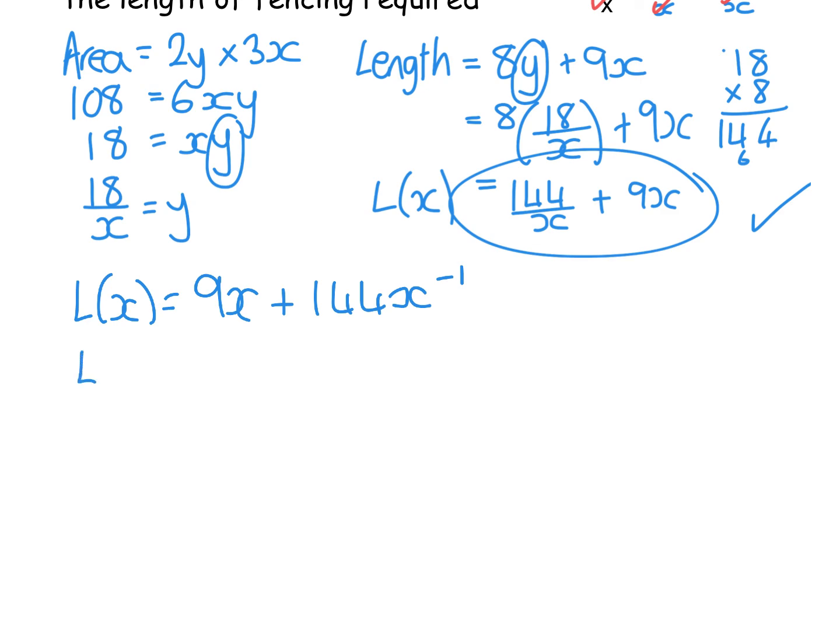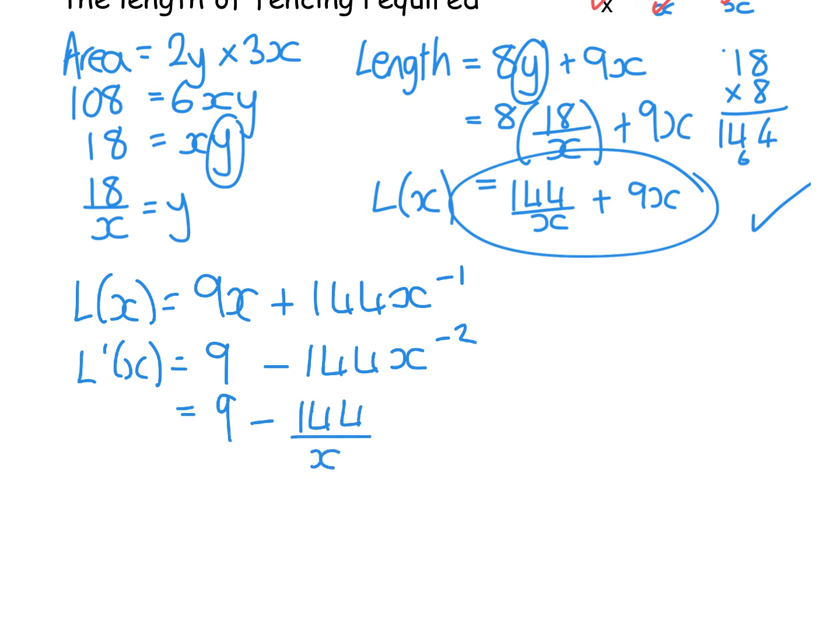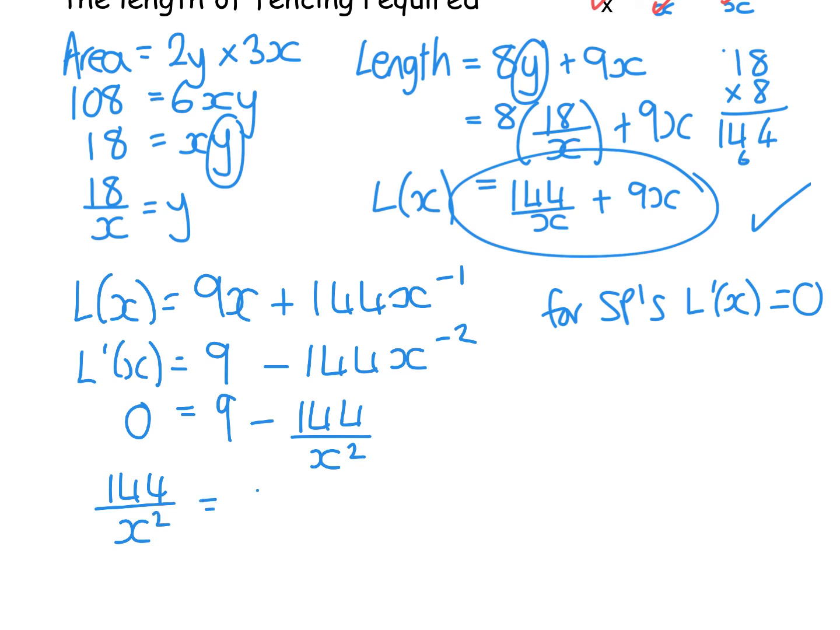First thing you do is you differentiate. So we're going to differentiate it. 9x goes to 9, negative 144x to the power -2. Now I know I'm going to do some subbing in and rearranging in a minute, so I'm going to rewrite this positively as that. And remember, for my stationary points, I can set L dashed x equal to 0. I'm going to shove a 0 in there. I'm going to bring the fraction over and make it positive. And that leaves me with that.